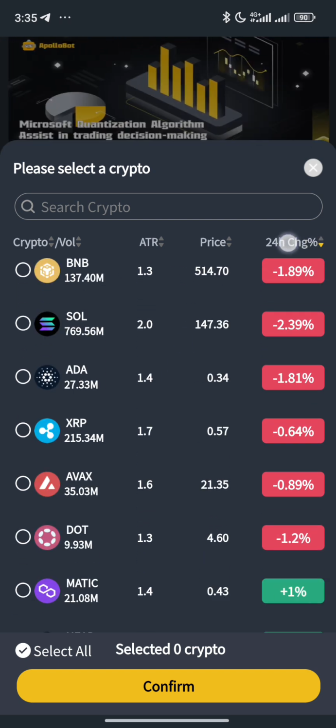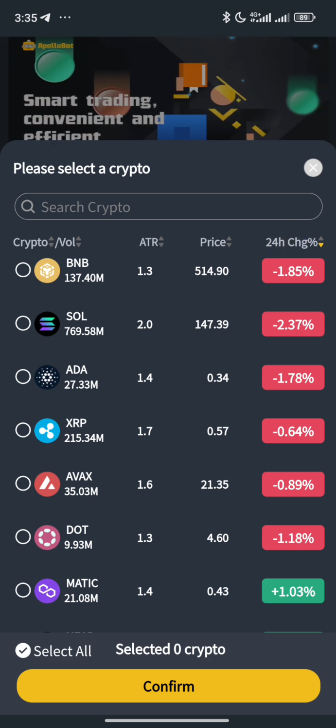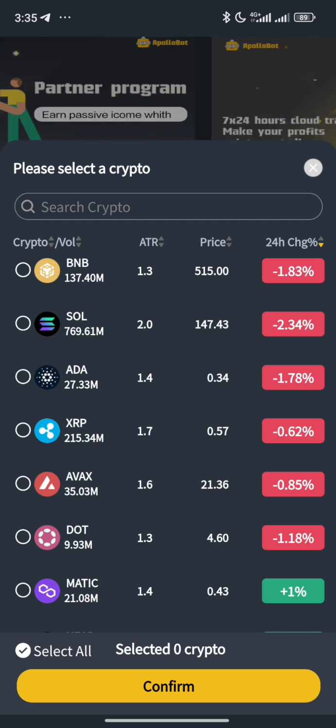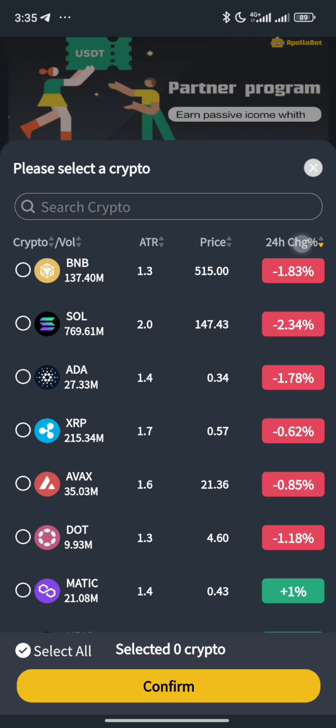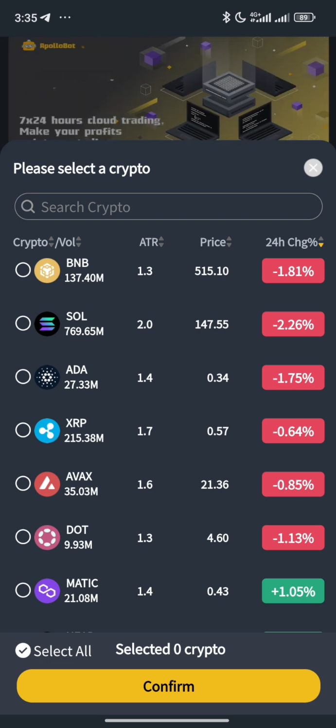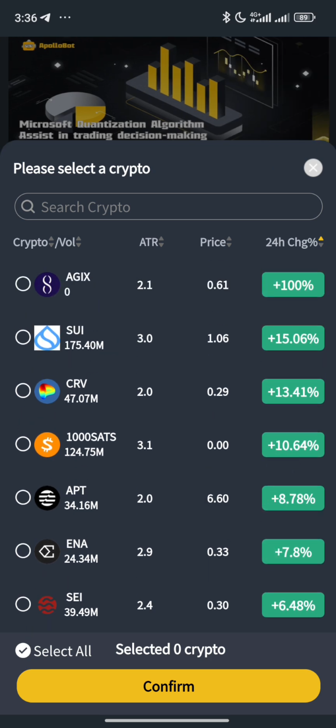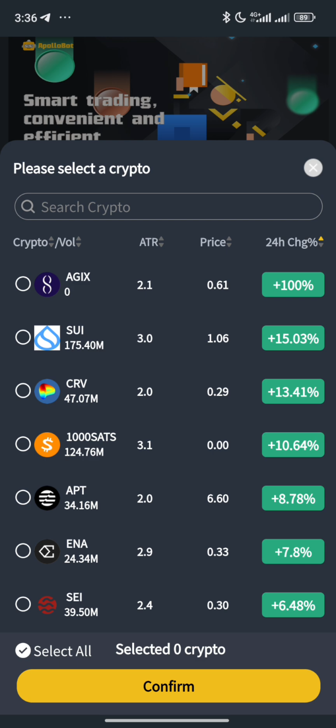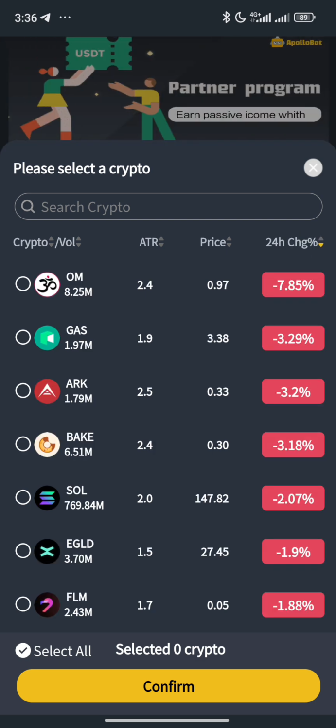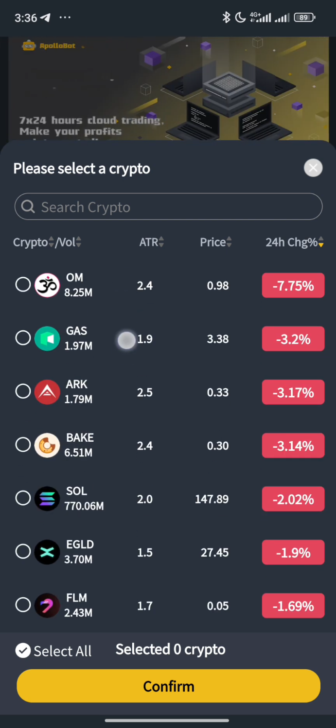So you can see the 24 hours change, the percentage change. You can always check by tapping on that arrow, just tapping on it, to switch from the top gainers to the top losers. So when I tap here, I can switch. Okay, so you can see it shows me the top gainers in the market from the bottom to the top. And if I also want to trade from the top losers, I tap on it and it shows me the top losers. As you can see, OM, GAS, ARK. So these are the top losers, and I can easily select any of these coins to trade.